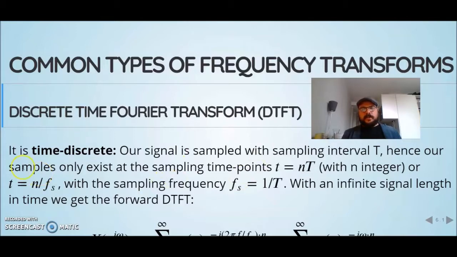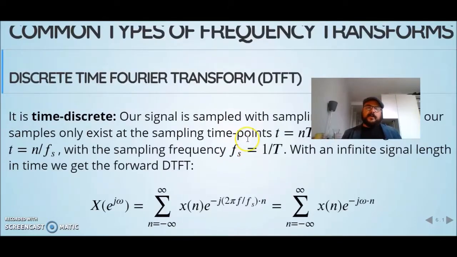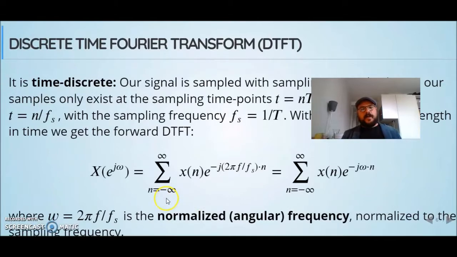So the DTFT is time discrete. So our samples only exist at some sampling time points. We have a sampling interval, capital T. We have a sampling frequency, Fs, that is 1 over the sampling interval. We have infinite signal length from minus infinity to infinity.